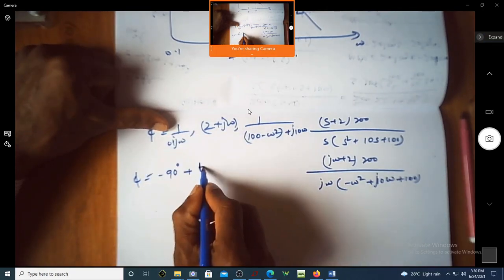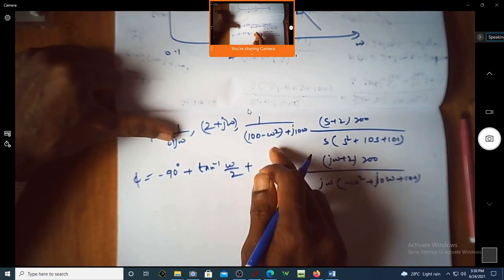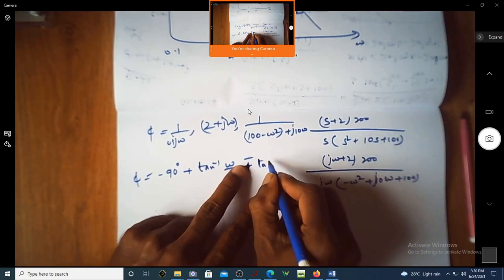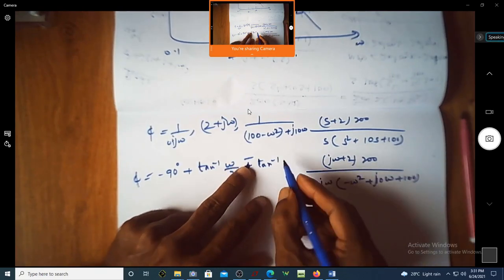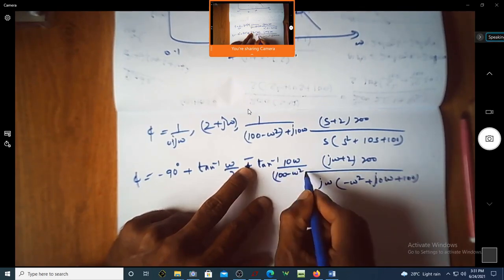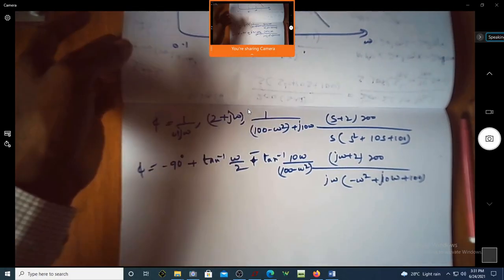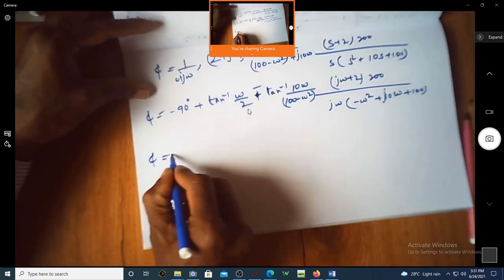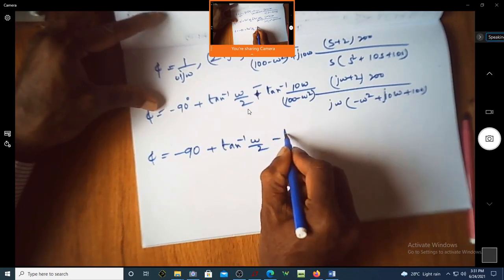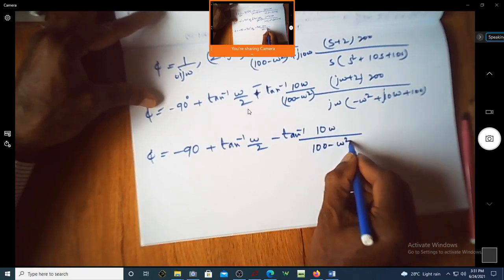Then is it not tan inverse of omega by 2? Yes, sir. Next, what is this? Minus tan inverse of, what is imaginary by real? Is it not 10 omega by 100 minus omega square? Yes, sir. Am I correct? So the phase equation is this. Phi is equal to minus 90 plus tan inverse of omega by 2 minus tan inverse of 10 omega by 100 minus omega square.